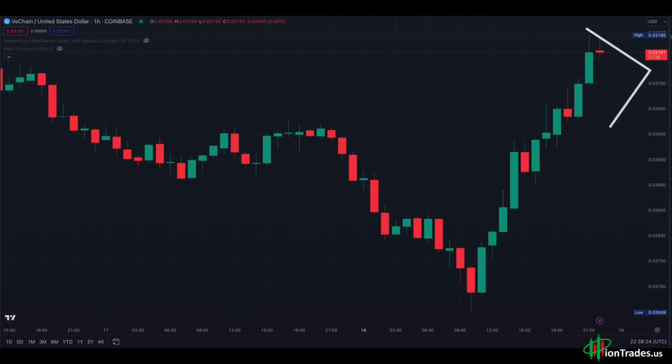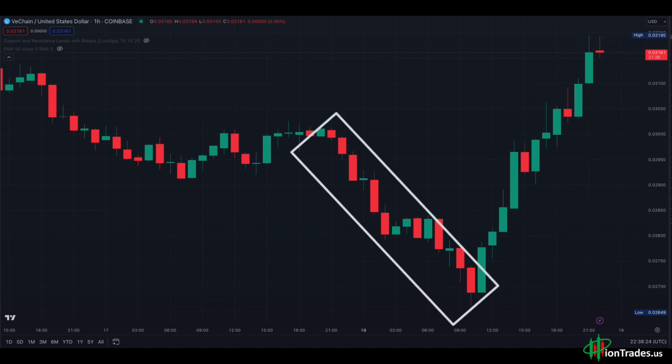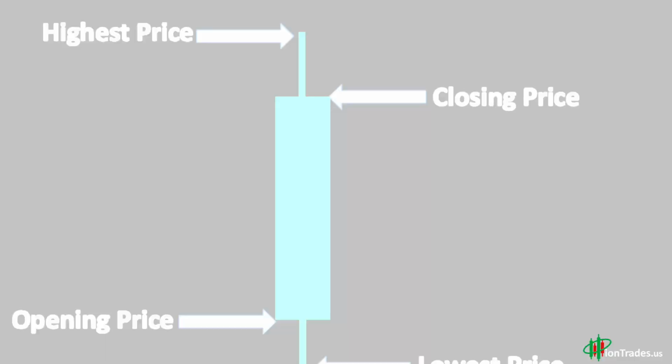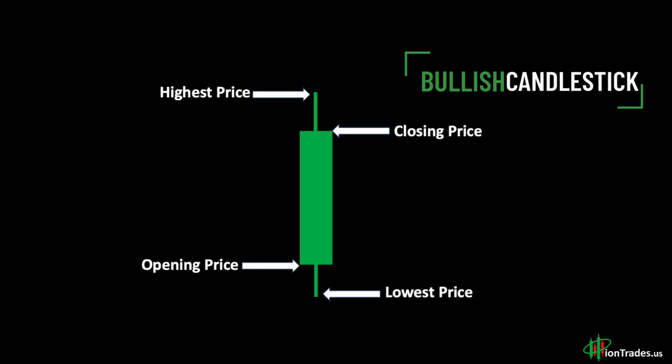In essence, a green candle signals a bullish market sentiment, indicating that buyers are dominating, while a red candle signifies bearish conditions, signifying that sellers are in control. So, just by looking at the color, you get a quick read on who dominated the market during that time period. Let's look at a bullish candlestick.